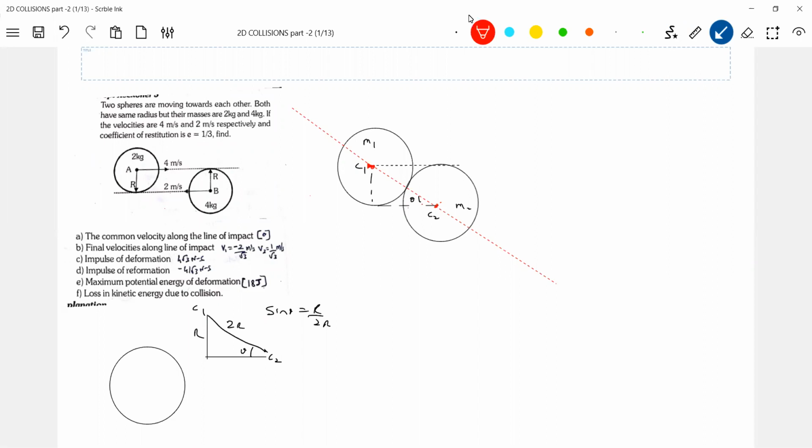I'll take the velocity. One velocity I'll resolve perpendicular to the line of impact. This is before collision. The other will be along the line of impact. Similarly, for this also, a component of velocity perpendicular to the line of impact. The other will be parallel to the line of impact. Perpendicular I'll show by green color arrow.